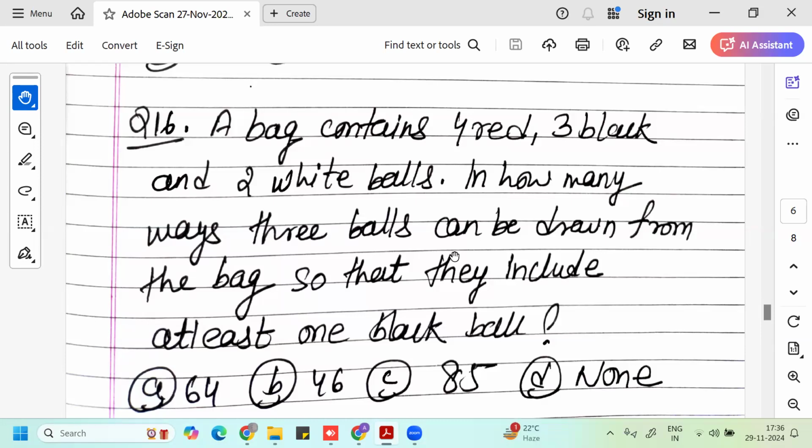These kinds of questions will come in probability also. This "at least" word is very important. At least, at most, when it comes to probability, permutation, combination, these words are very important. Try question number 16, everyone.